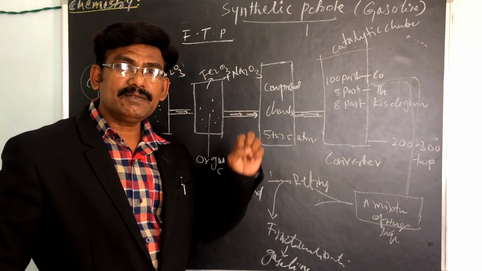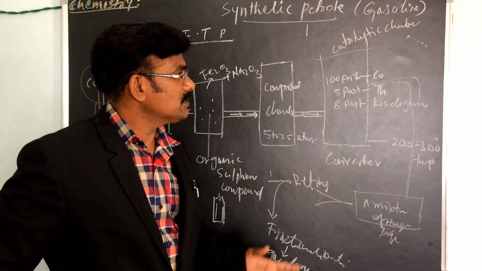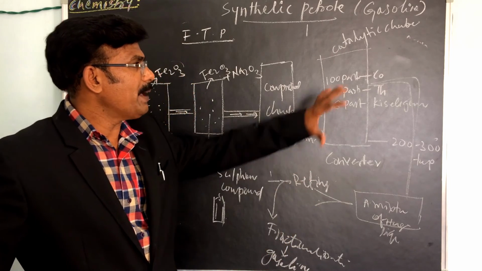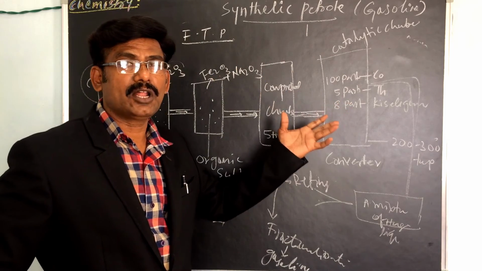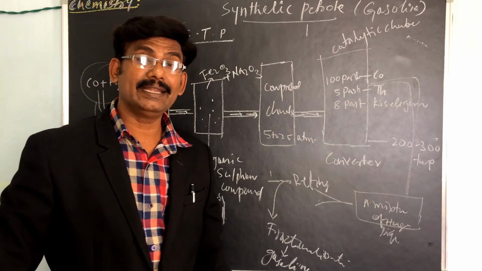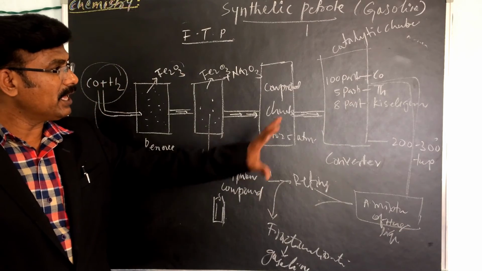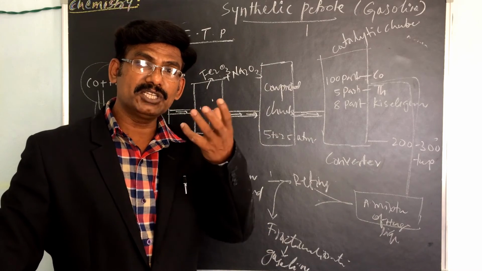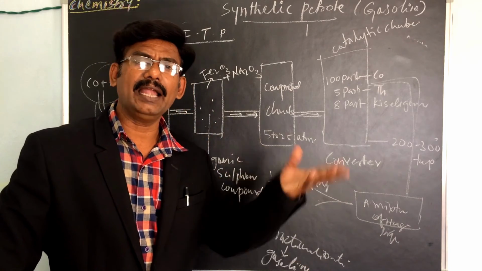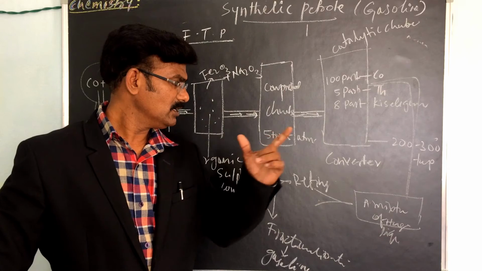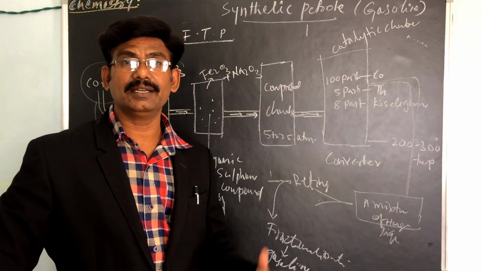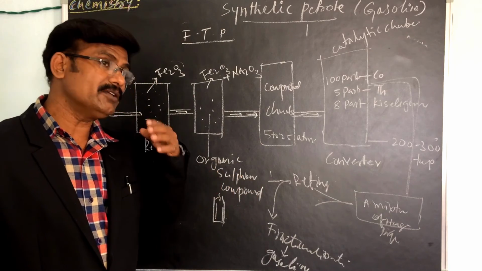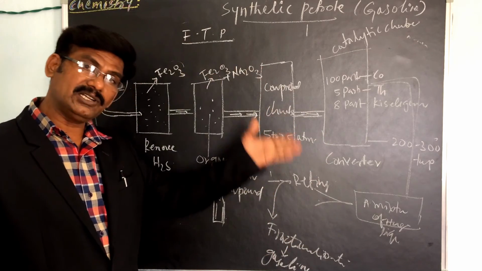Then allow into the converter chamber. The converter chamber contains 100 parts of cobalt, 5 parts of thorium and 8 parts of kieselguhr, a mixture of catalyst, and temperature also you have to maintain at 200 to 300 degrees centigrade. Here this results in a mixture of hydrocarbons, saturated and unsaturated. I will write the reaction. Saturated and unsaturated liquids will come. From these liquids you can use refining, then fractional distillation.